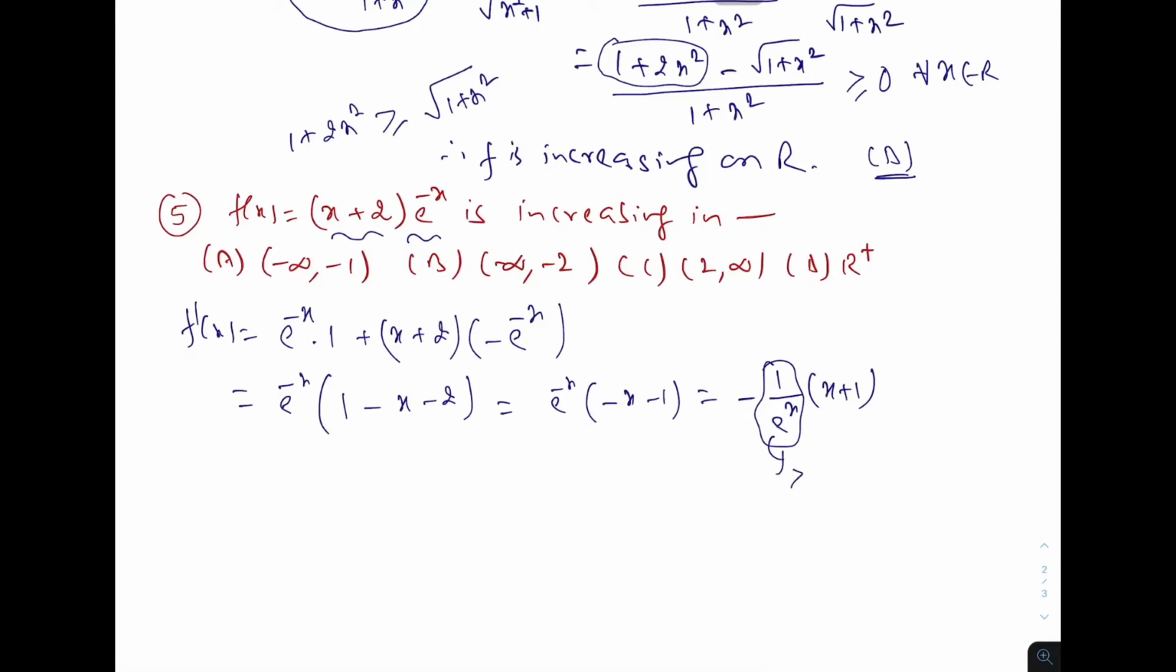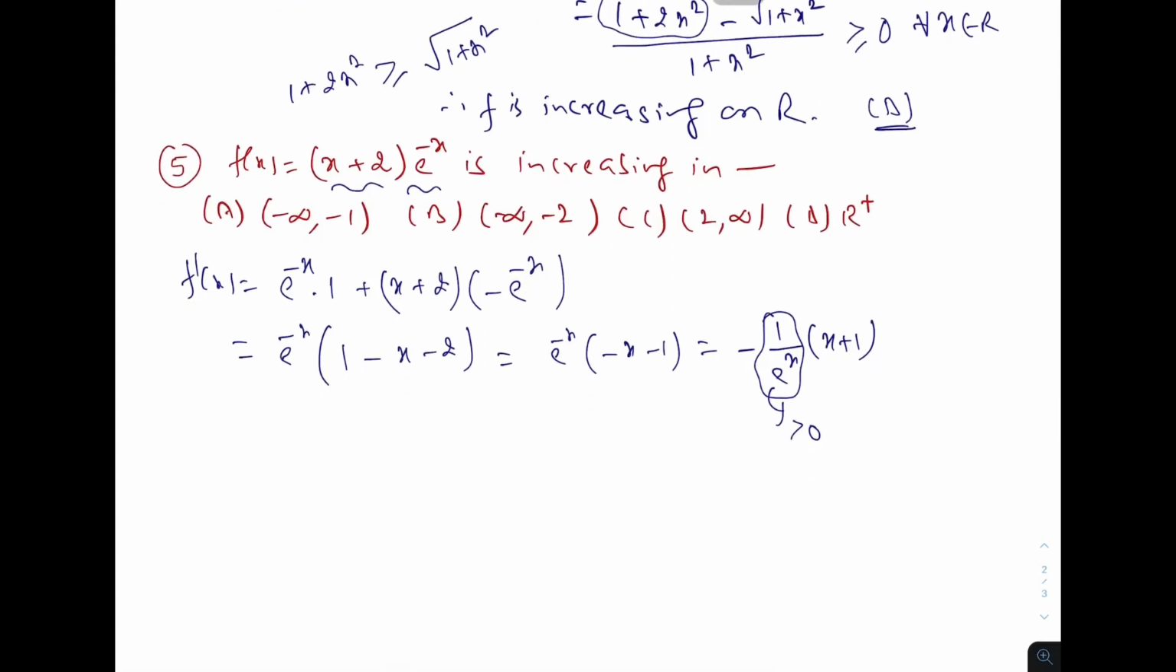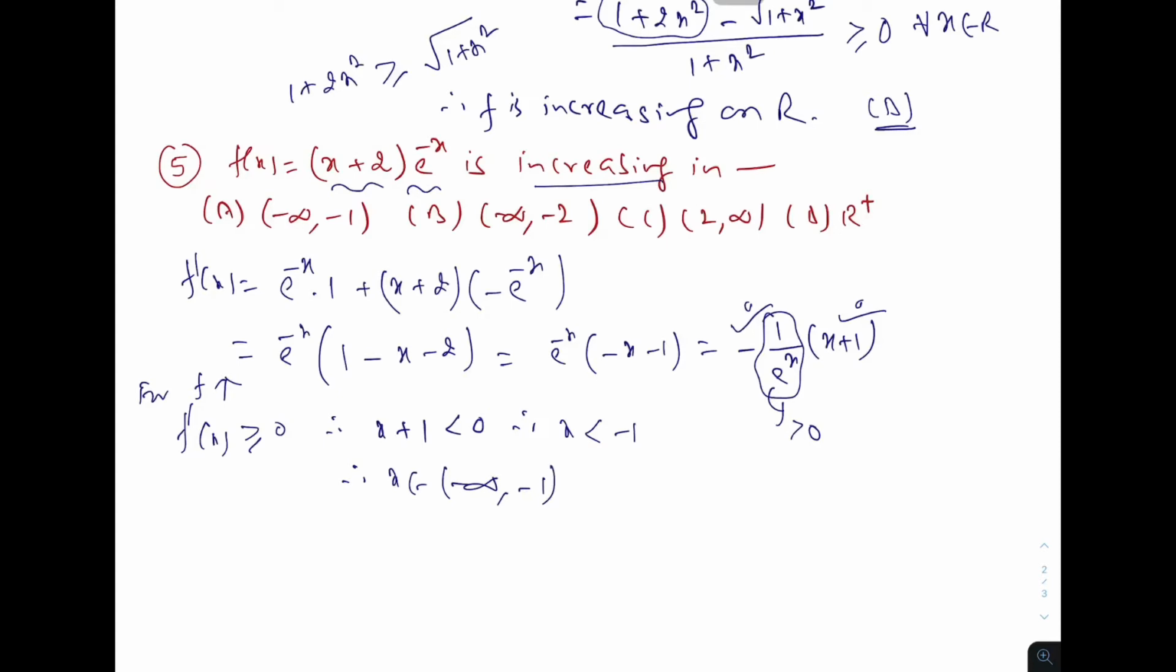Now this part is always greater than 0. We want f to be increasing, so for f increasing, f dash x should be greater than or equal to 0. Now we already have a negative sign here. Two negative signs, the product of two negatives makes a positive. So this should be negative, x plus 1 should be negative, so that we will have f dash x greater than or equal to 0, and therefore x should be less than minus 1. So x belongs to minus infinity to minus 1. So option A is the correct one.